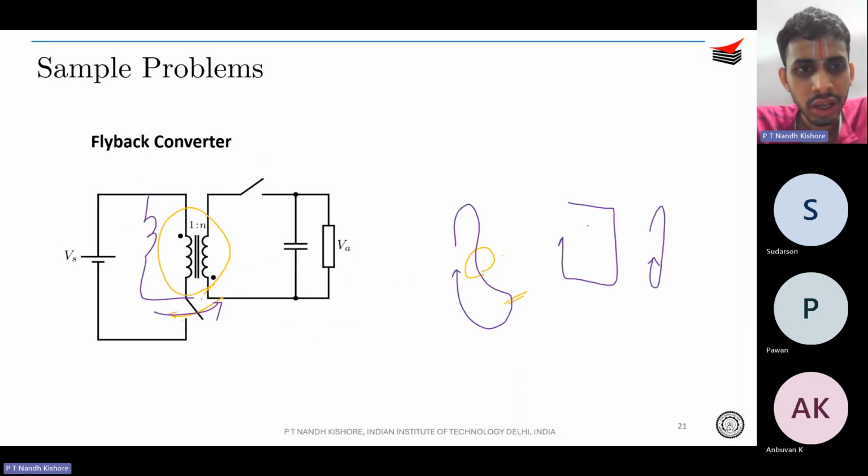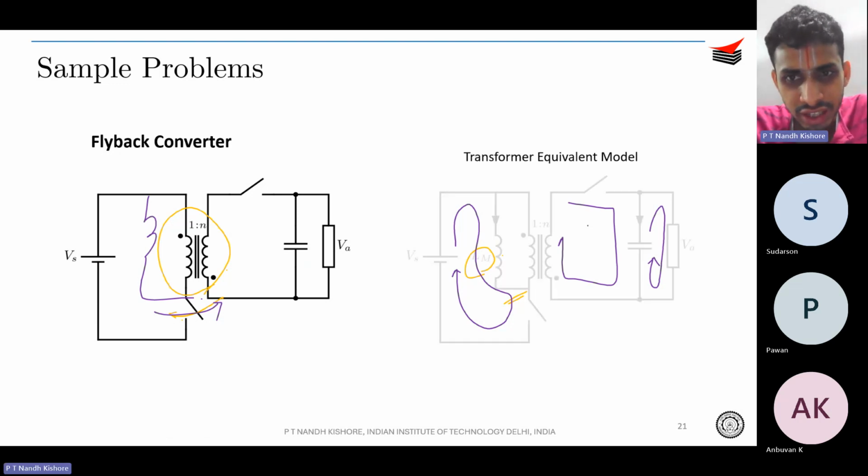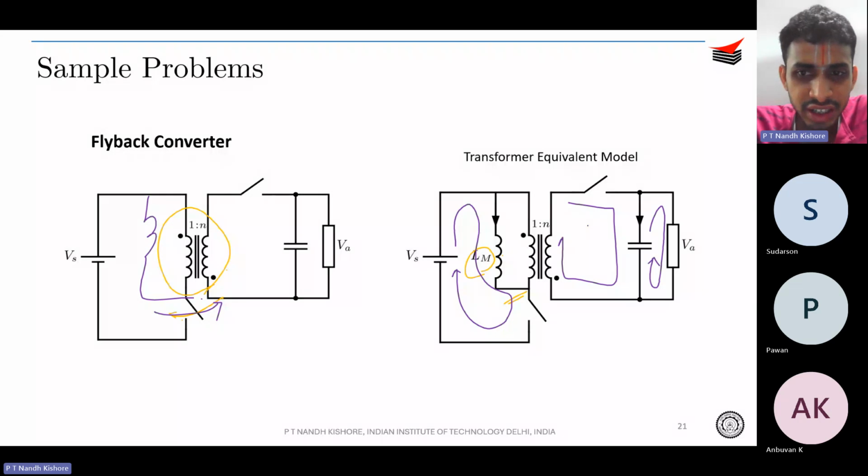As I told, the first thing that you need to do is draw the converter. And over here, they have got something to do with your magnetizing inductance, so just draw the circuit with the magnetizing inductance.